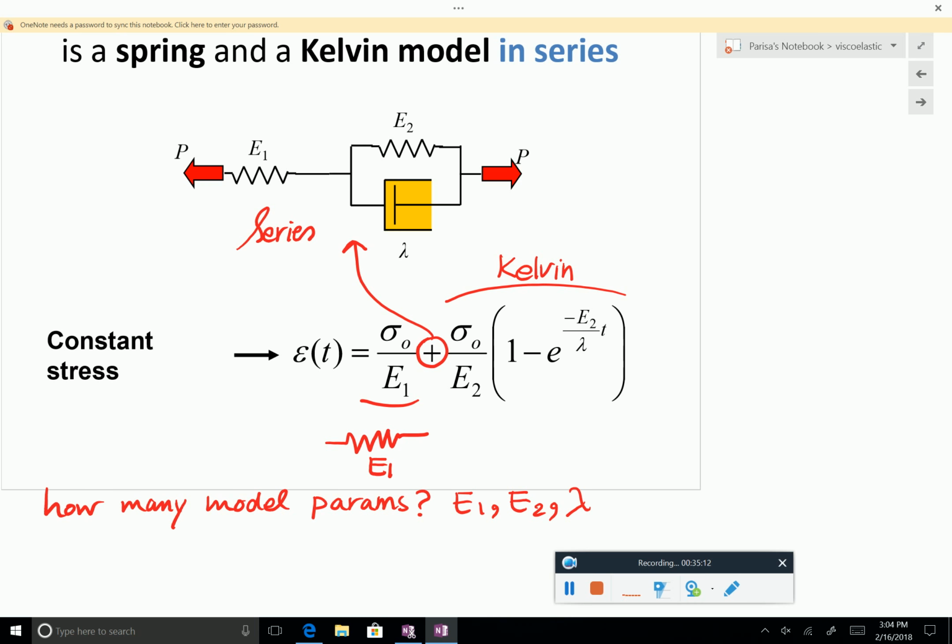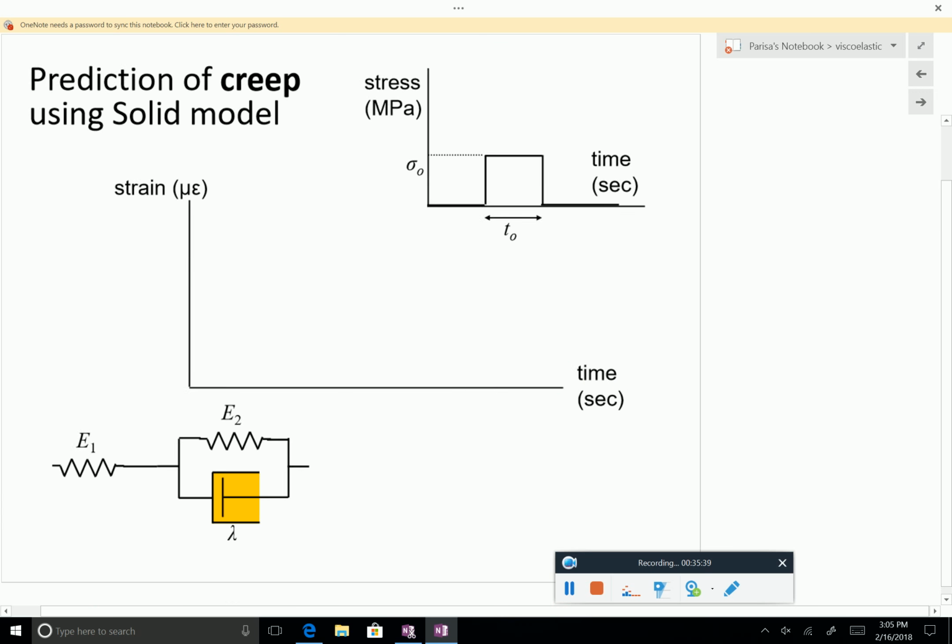So we kind of make up some models. We try to analyze the response, and we want to see what models best describe the materials in those dimensions. So this is how it works. We have 3 material parameters now, E1, E2, and lambda. And this is how it looks like. Now, of course, as you may guess, I want you to draw it. Here is the solid model. I forgot the name. So it's called solid model.